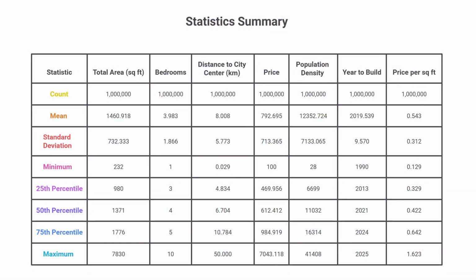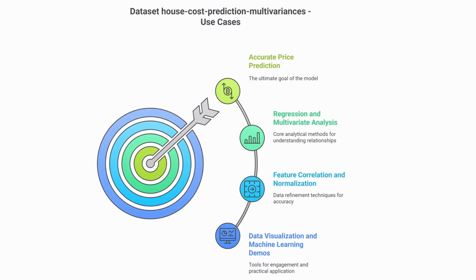The statistical summary table provides an overview of the numeric attributes in the dataset. It highlights key metrics such as count, mean, standard deviation, and value ranges, helping to understand data distribution and variability. This summary is useful for identifying trends, scales, and outliers before model training or analysis. This dataset can be used for the following purposes: real estate price prediction models, regression and multivariate analysis, feature correlation and normalization studies, data visualization and machine learning demos.